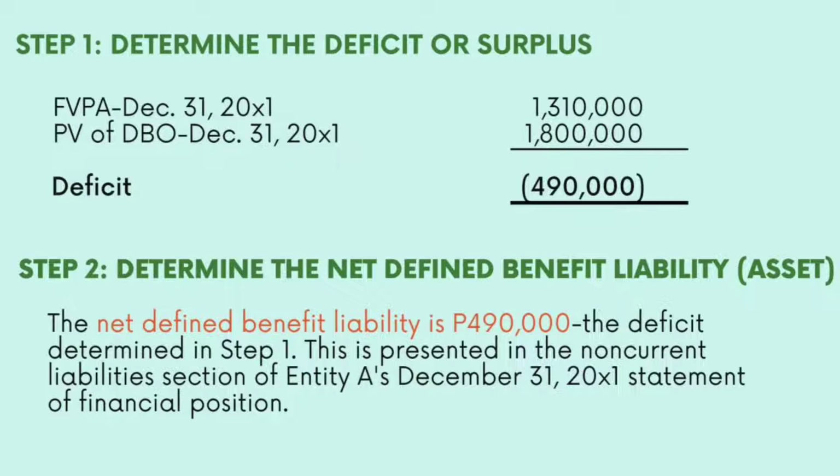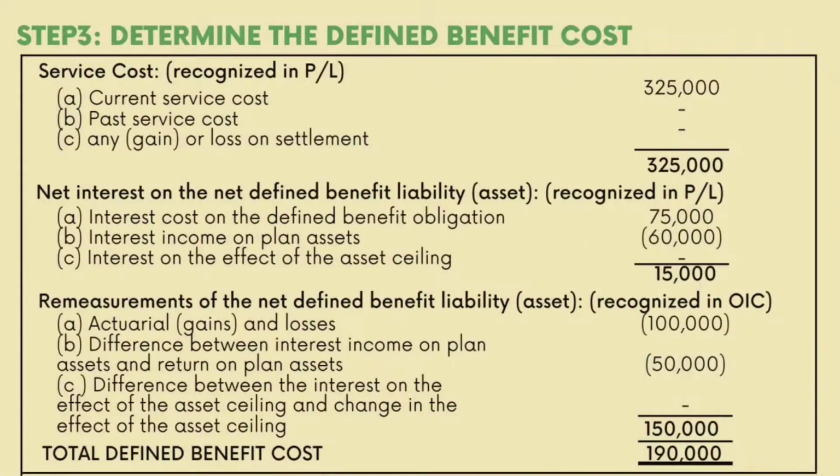Step 2. Determine the net defined benefit liability or asset. Since deficit yung nakuha natin sa step 1, then 490,000 is net defined benefit liability. Step 3. Determine the defined benefit cost. First is the service cost. Under nito ay current service cost, past service cost, at gain or loss on settlement. So, dahil ang information above, ang given lang is yung current service cost, which is 325,000, yun lang ang total na makukuha sa service cost.